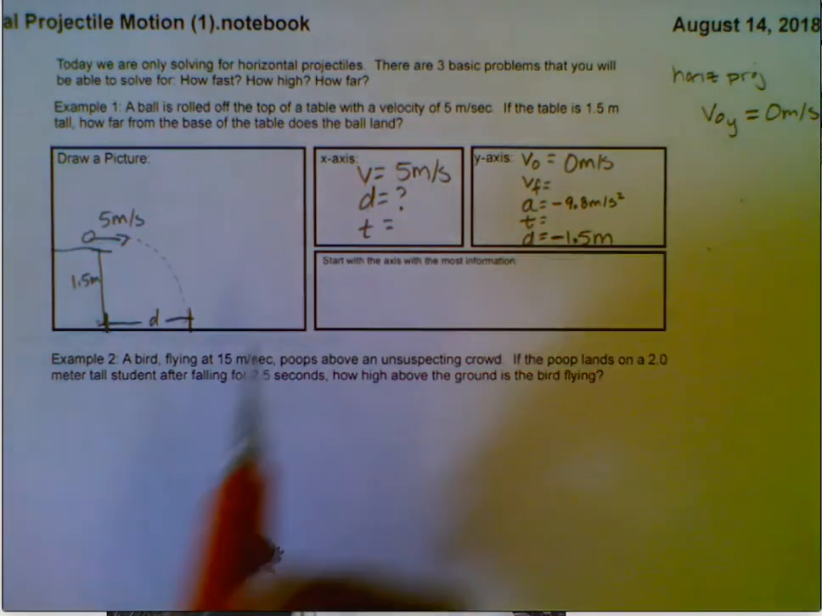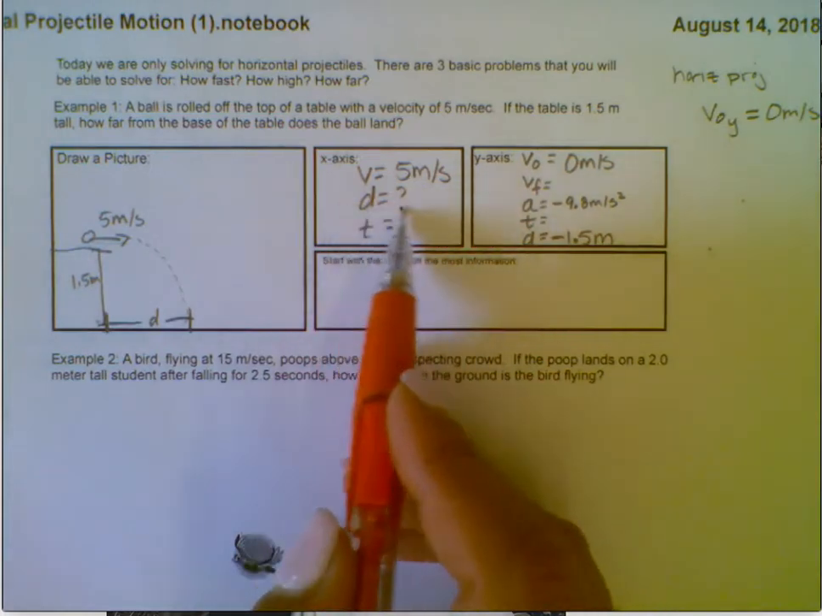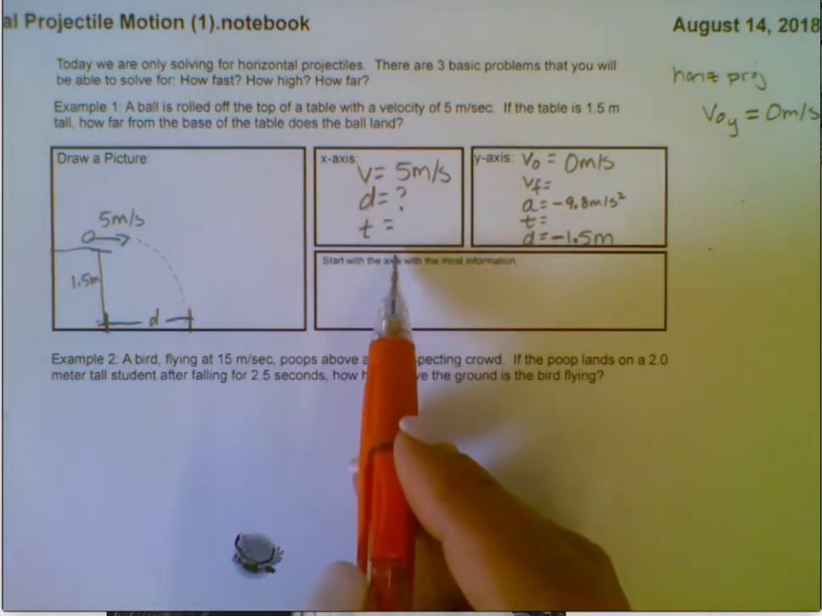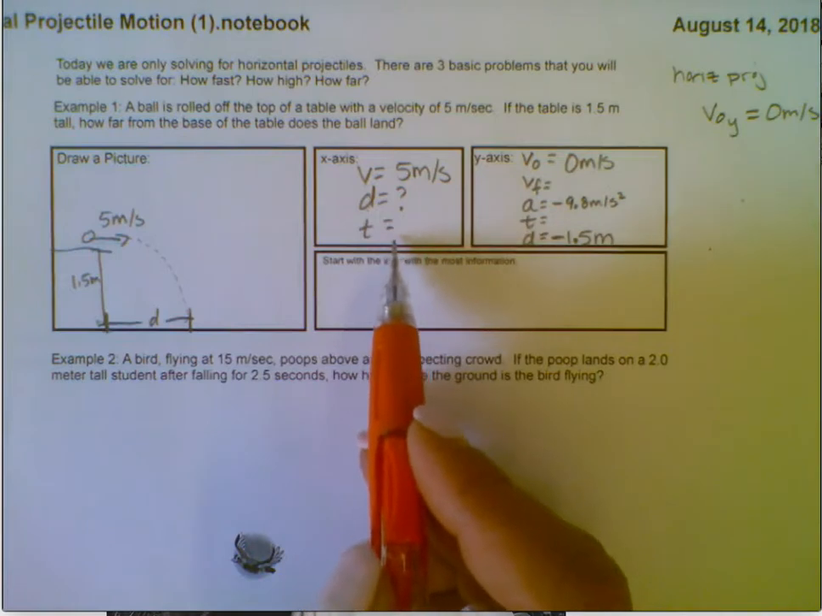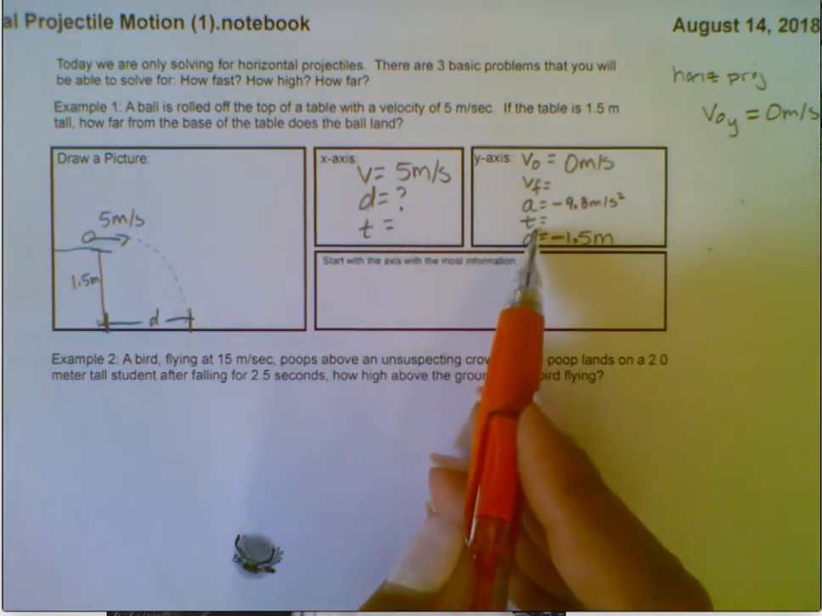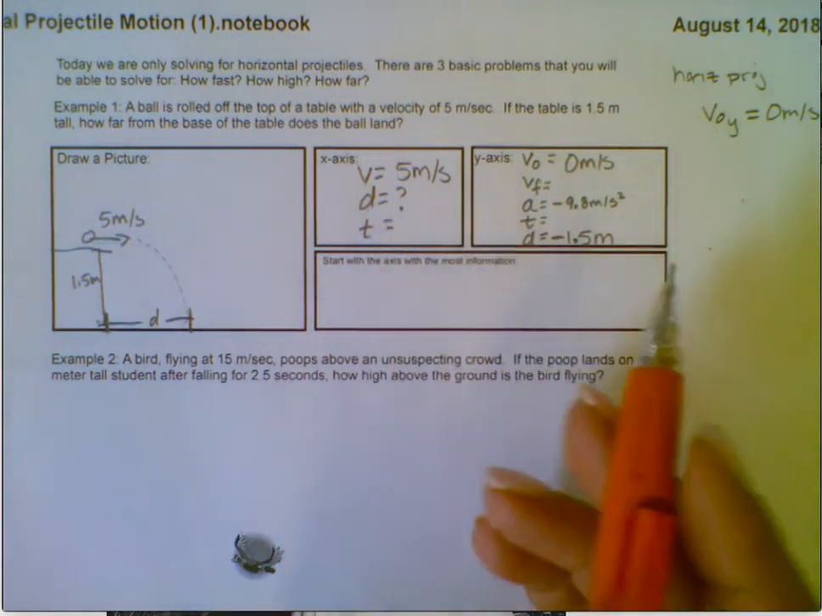All right, now this is a little note here. Start with the axis with the most information. So we are looking for this, but as you can see, we can't find it. The equation won't give it to us because we have two unknowns. So what we can do, and this is the part about time being important, is we can find the time over here, put the time over here, and then we can solve for D, which is our ultimate goal.